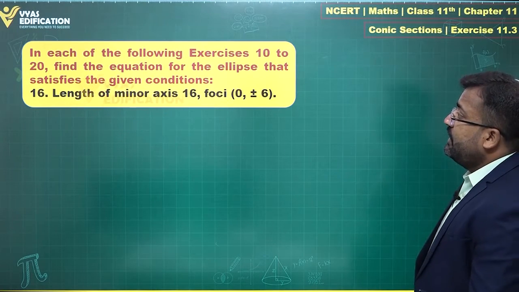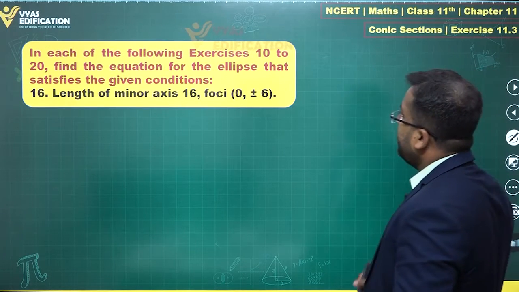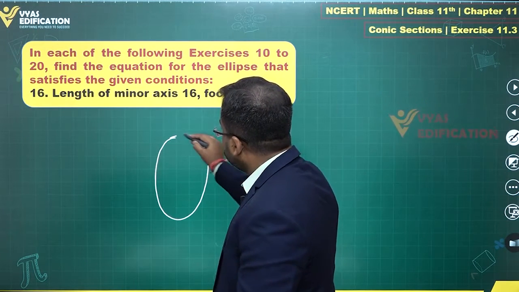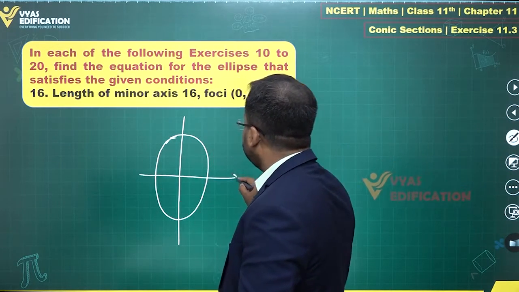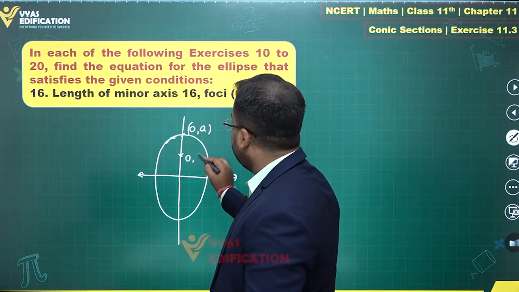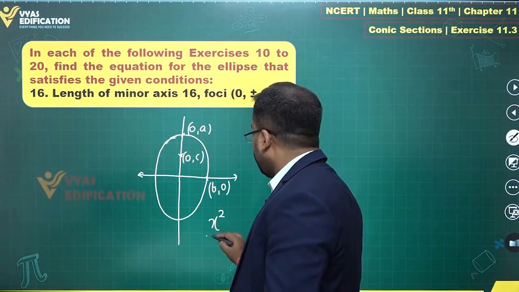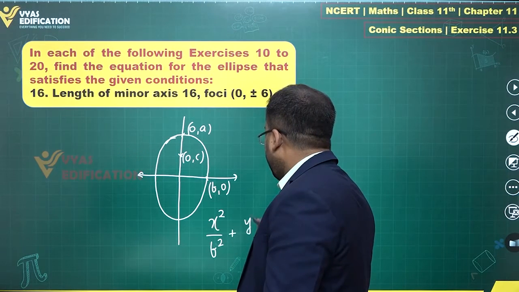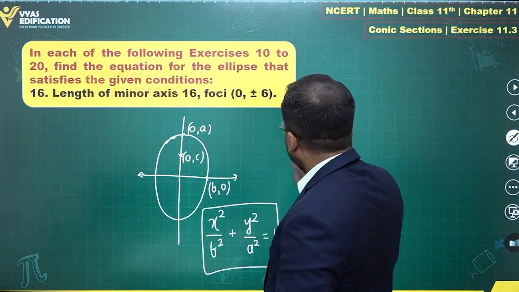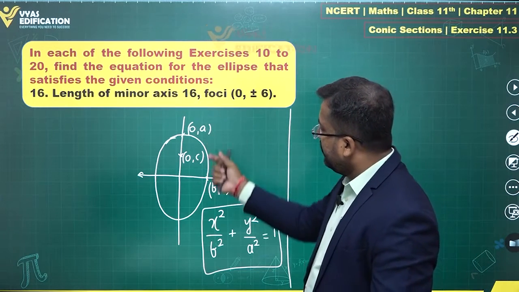In the 16th question, we are given length of minor axis as this and foci as this. If the foci are on the y-axis in this manner, you will have a vertical ellipse. This will be 0 comma a, this will be 0 comma c, this here is b comma 0. Equation will be x square upon b square plus y square upon a square is equal to 1. If this is the equation of the ellipse, then what else? Length of minor axis is 16.